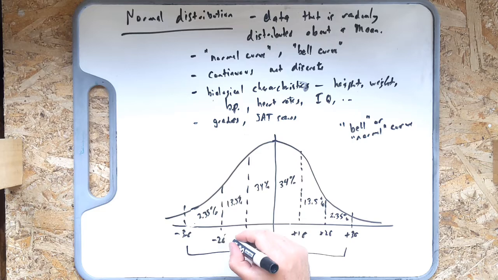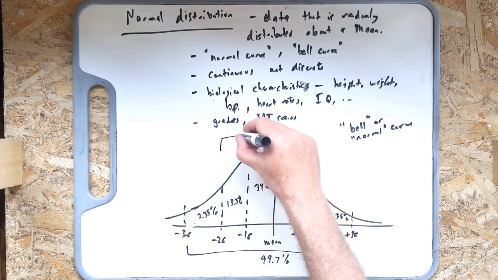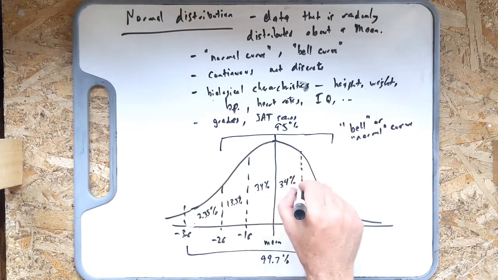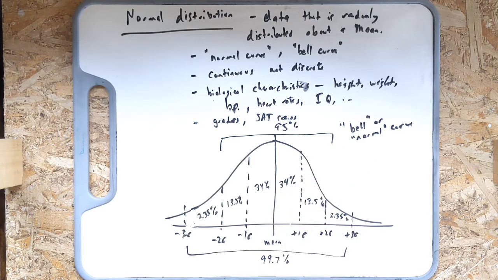And between 2, I'm not going to draw it, I'll draw it up here. It's going to make it a little messy. Between 2, it's 95%. And then between plus or minus 1, it's 68%. There are some tails out here. So notice we're not up to 100%.